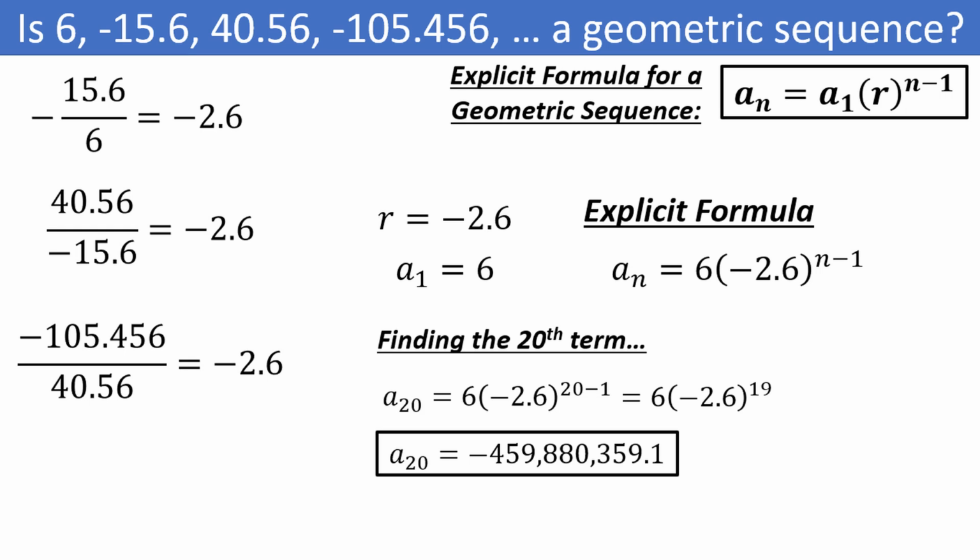Another interesting thing about this sequence, which you probably already noticed, is that it alternates from positive to negative back and forth every other term. We call sequences like this alternating sequences, which happen whenever the value for r is negative.